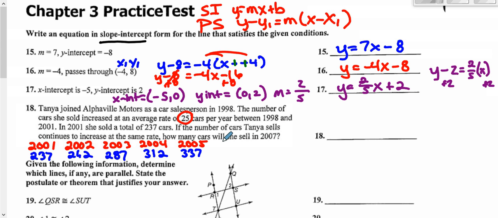And then 2006, we'll end up with 362. And then finally in 2007, we end up with 387 cars.